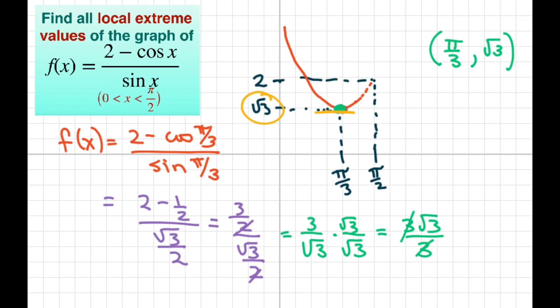If you want to, you could also substitute, say, in pi divided by 6. And you would notice that it's negative, so you'd have a negative slope there. But you could also just use your calculator and get the minimum value that way.